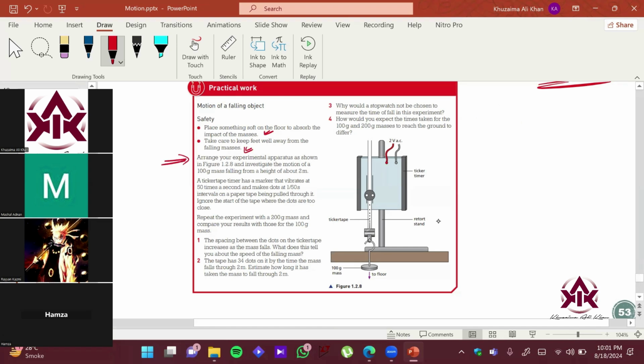So they have told us how to arrange the setup over here. Arrange the experiment setup as shown in figure 1.2.8 and investigate the motion of a 100-gram mass falling from a height of 2 meters, right? So it is basically falling till 2 meters. Here at the bottom we have the ground.